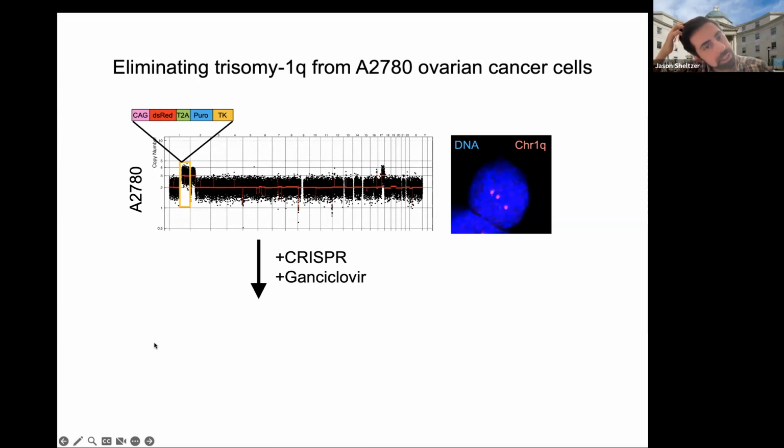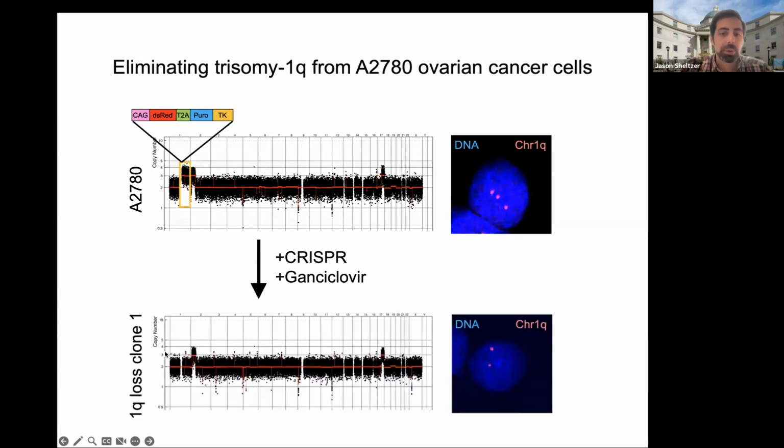And then when we looked at cells following these chromosomal manipulations, we were able to isolate cells that had 2 copies rather than 3 copies of chromosome 1q. So you can see down here, these cells have 2 copies of chromosome 1q. You can see it's flat right here. This is an aneuploidy of chromosome 2, which we did not target.